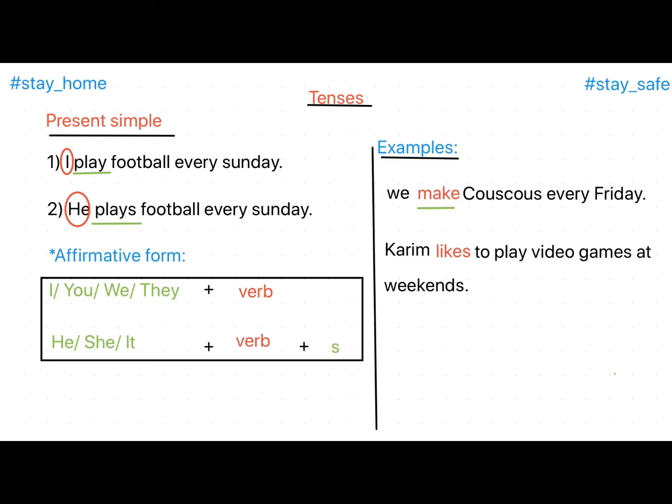she plays, it plays. Or if we have, for example, a name, for example Karim, Karim is a he, it's the same thing, so we add an s to the verb. For example Sarah, Sarah likes. Or for example if we have a non-human, like for example the sky or the dog or the cat, you see. So whenever we have a name we just add an s to the verb.